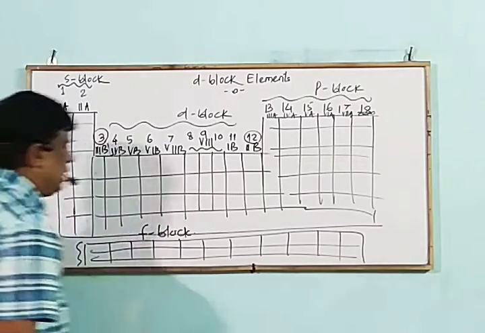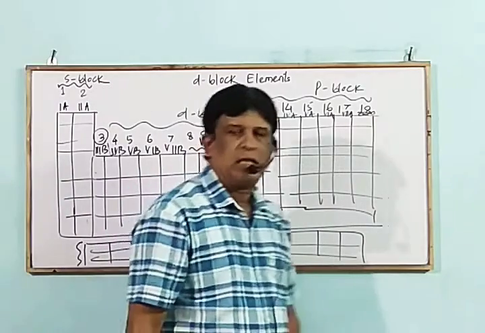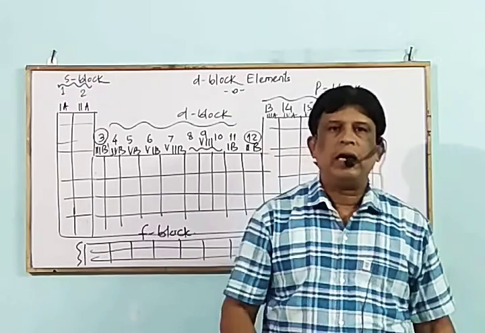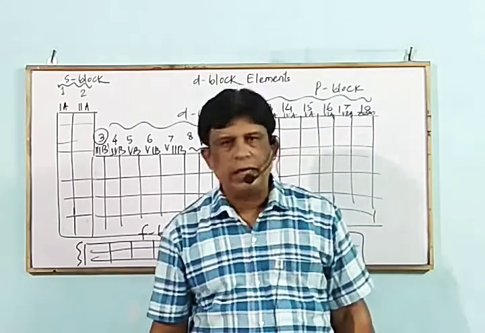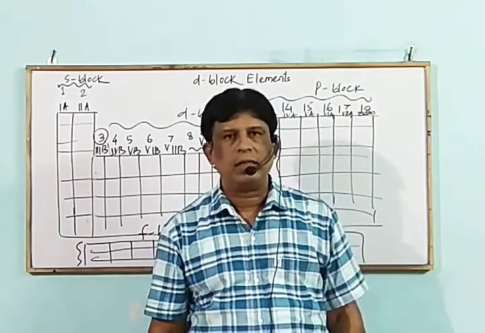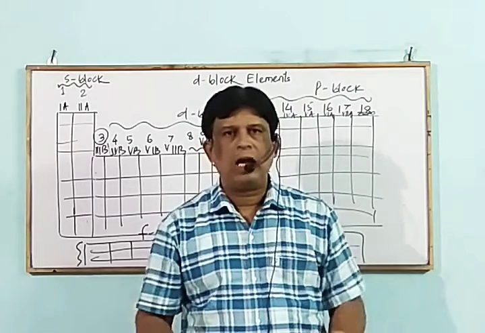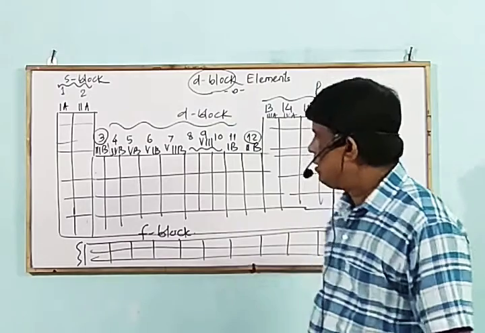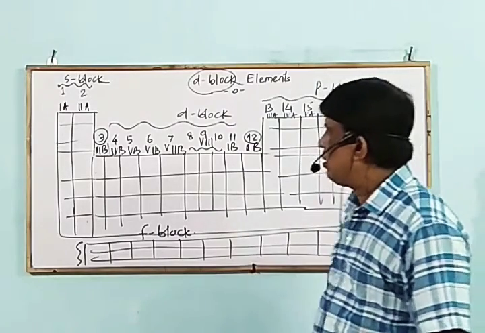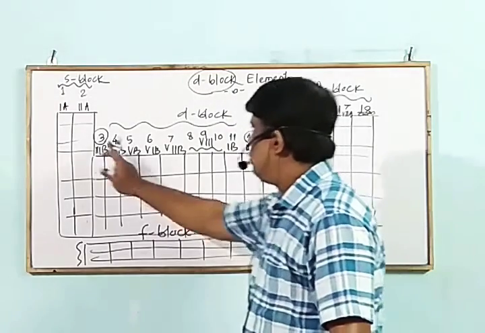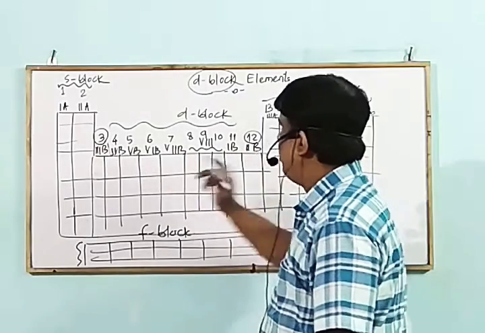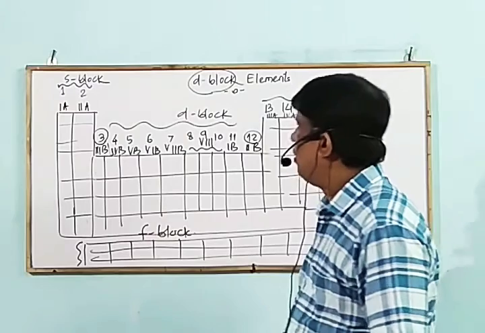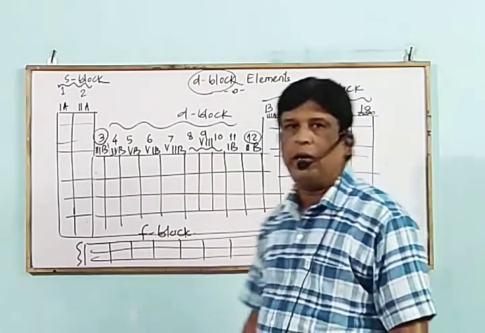Two series are there. One starts from lanthanum, known as the lanthanide series, and the next starts from actinium, known as the actinide series. In our syllabus, we focus on the D block. That means, from this it is clear that D block elements are group 3 to group 12. That is, 10 columns, group 3 to group 12, are known as D block elements.